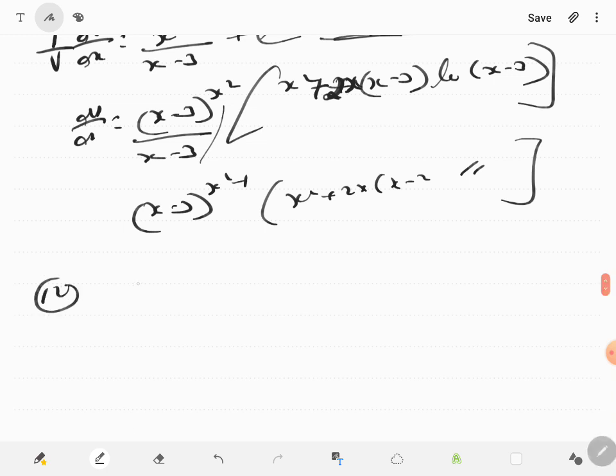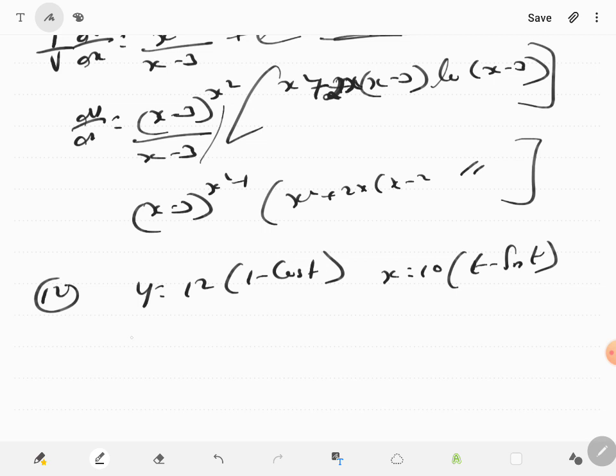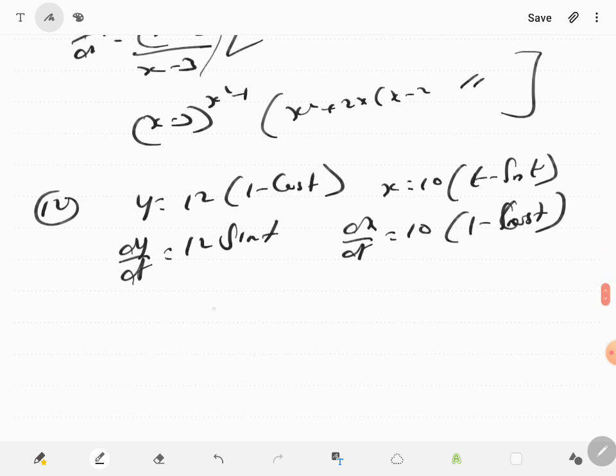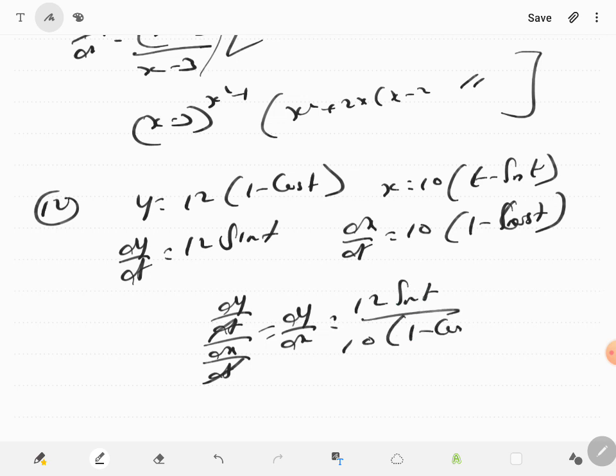The 12th question is y is equal to 12 into 1 minus cos t, and x is equal to 10 into t minus sin t. It's parametric form. So dy by dt is 12 into, differentiation of 1 is 0, differentiation of 1 minus cos t is plus sin t, and dx by dt is 10 into 1 minus cos t, differentiation of sin t is cos t. Dy by dt by dx by dt will give you dy by dx, which is 12 sin t by 10 into 1 minus cos t.